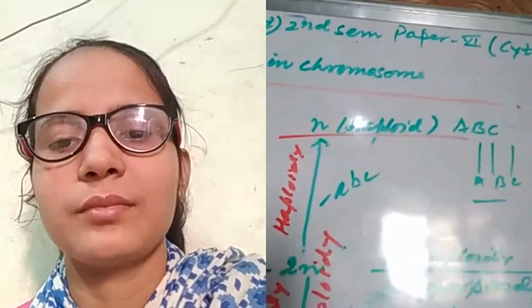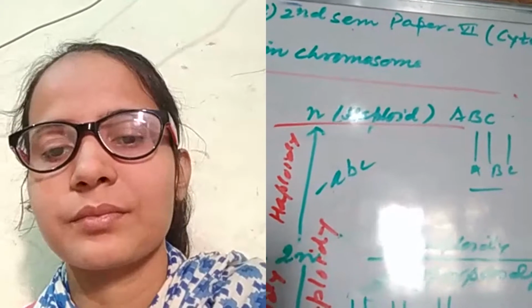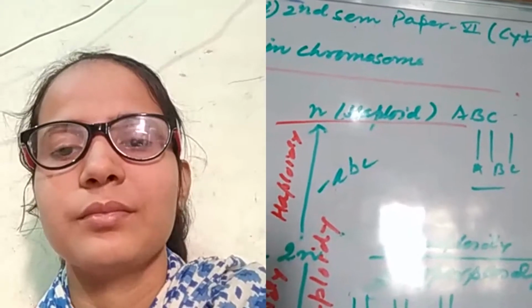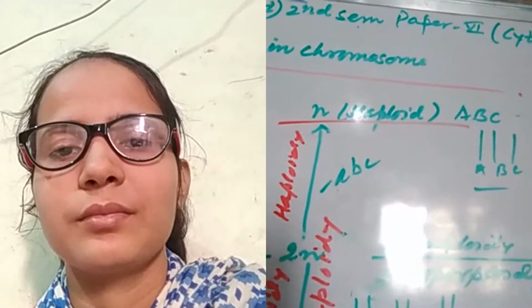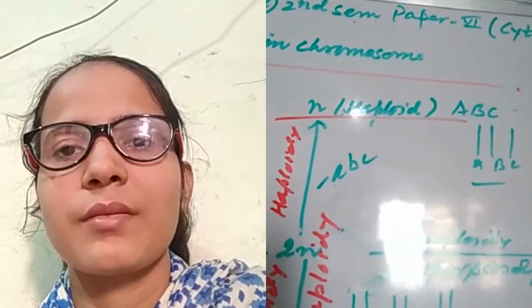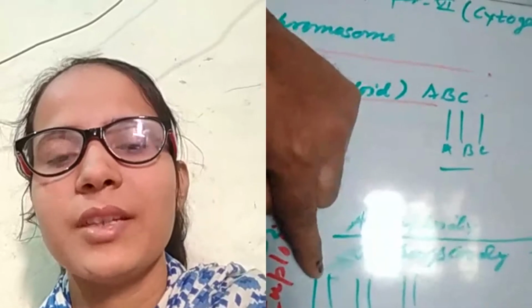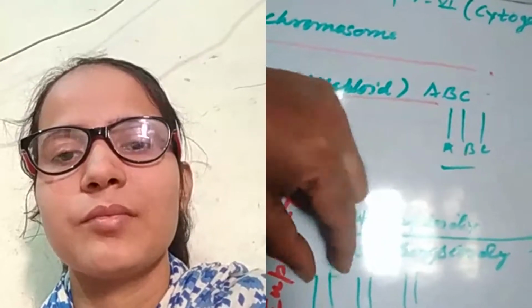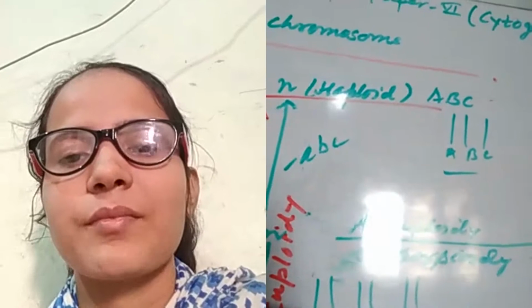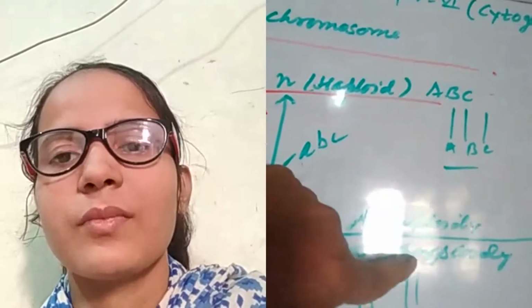So if an organism has 2n equal to 6, what is the meaning of diploid number of 6? It means that if the number of diploid chromosomes in a particular organism is 6, there will be 3 sets of chromosome. There are 3 sets. This is the first pair of the chromosome. This is the second pair of the chromosome. This is the third pair of chromosome.